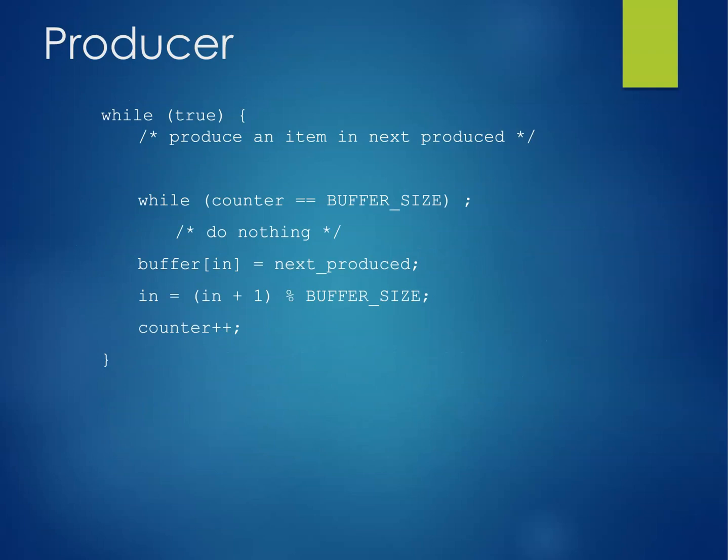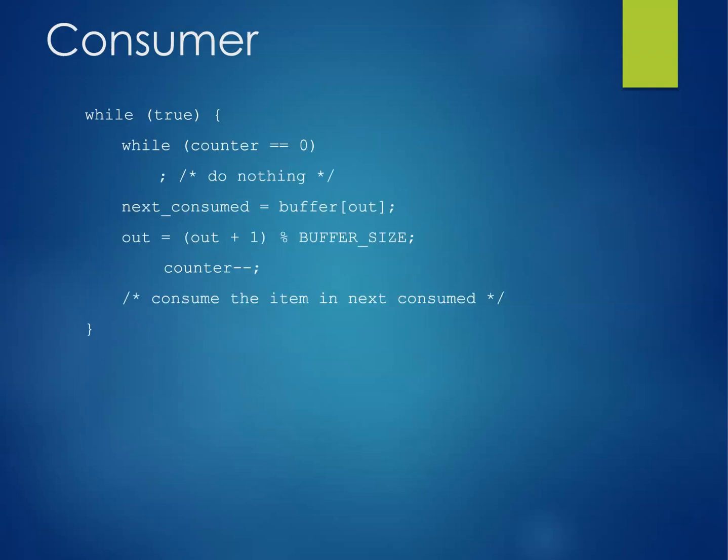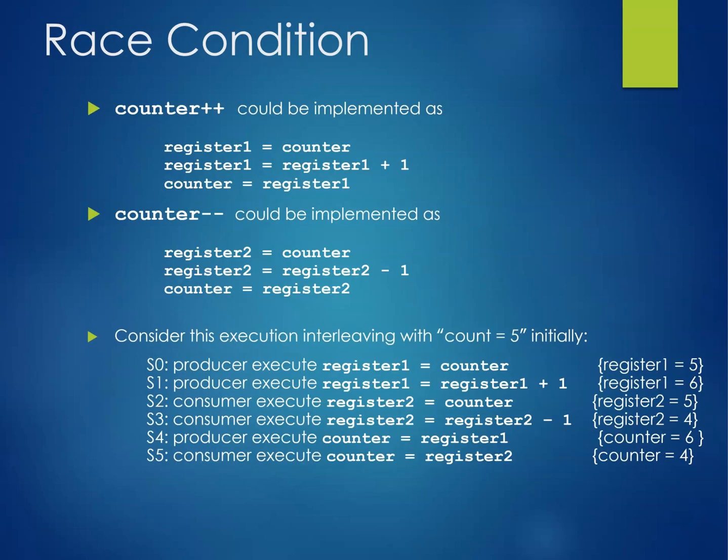While true, produce an item. While counter equals buffer size, do nothing, basically wait for the buffer size to change. Then buffer[in] equals the next produced item, and then we update in and counter++, just like before. Similarly, we do the same thing, or the opposite side, for the consumer. But here's where things get interesting.